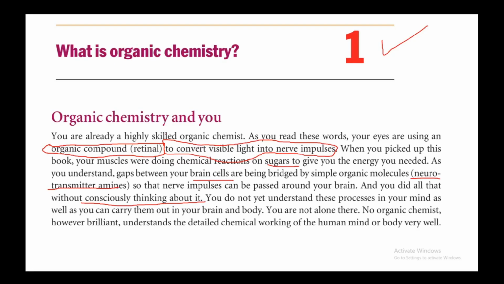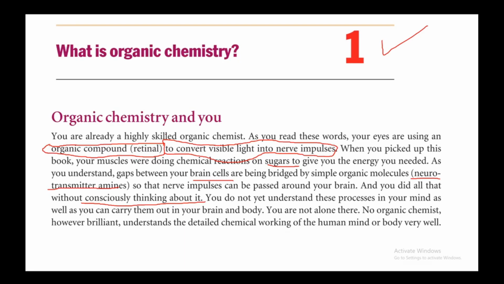So, to summarize these lines in my own words, the author is trying to say that organic chemistry is heavily and deeply involved in the human body and mind, and whatever we do, some sort of organic compounds or chemicals are helping us perform daily life tasks. The author starts from a very simple molecule present in our eyes, called retinal, which helps us to see things.